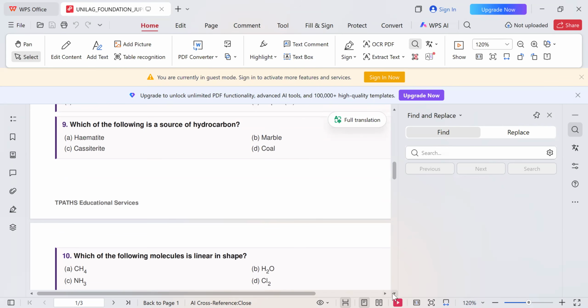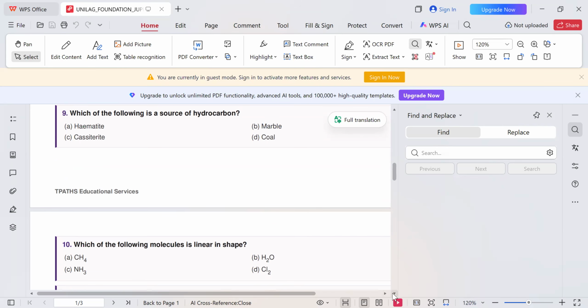So number 9, which of the following is the source of hydrocarbon? Of course, this one is kind of clear. Hematite is actually an ore of iron. Cassiterite is an ore of tin. We have marble, which is wrong. So our answer is coal. Under coal, we have what we call destructive distillation of coal. Destructive distillation of coal is how coal is broken down, and that's why we have coal tar, coal gas, and ammoniacal liquor. So that one is hydrocarbon.